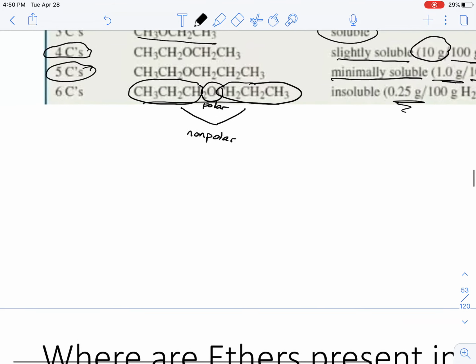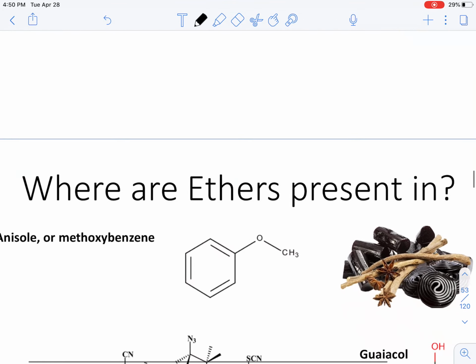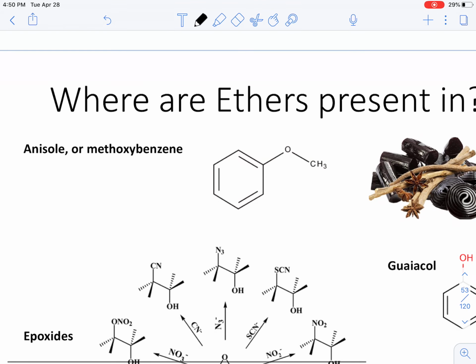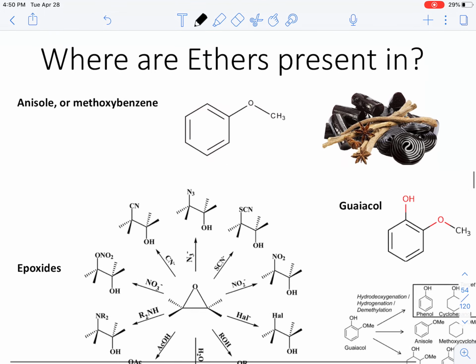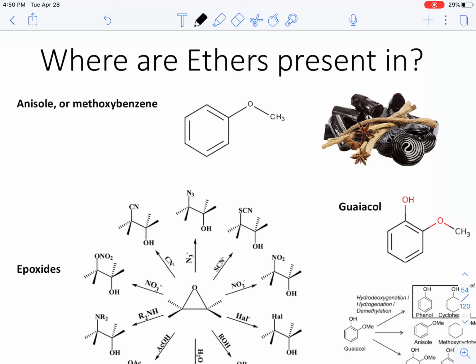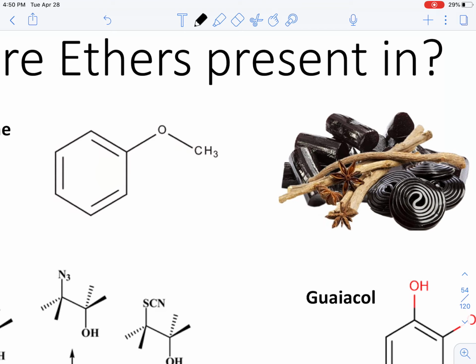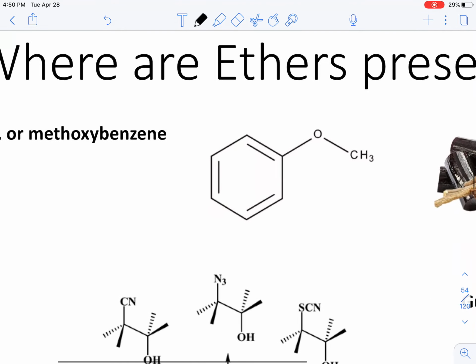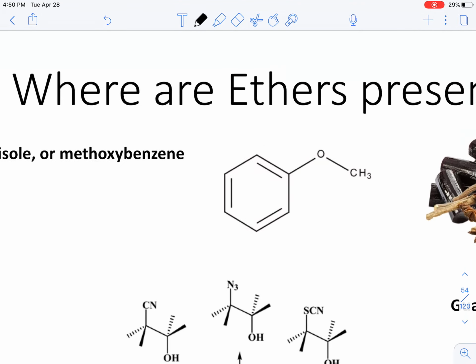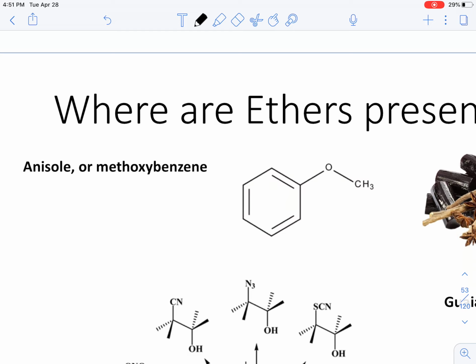Okay. All right. Let's go ahead and talk about where these ethers can be found. I'm not too sure if any of you like to cook, especially with anise, maybe using it to make an adobo or something like that. But if you look at anisole, or methoxybenzene.